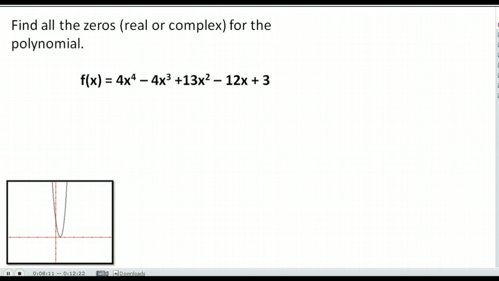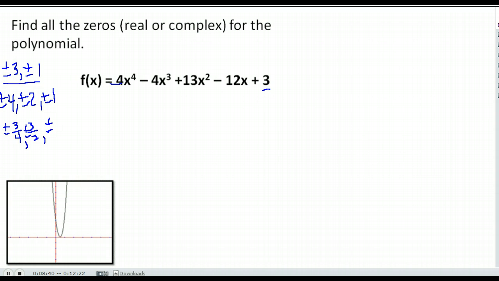And our last example. Okay, we can see here that we can write down our possible zeros. The factors of 3, my constant, over the factors of my leading coefficient 4. So my possibilities, and I can see from my graph that it's probably at 1/2, but I'll go ahead and write down the possibilities anyways.